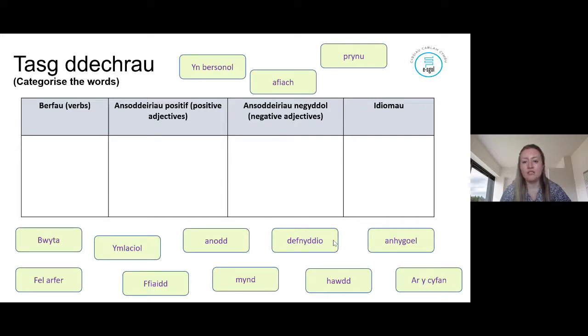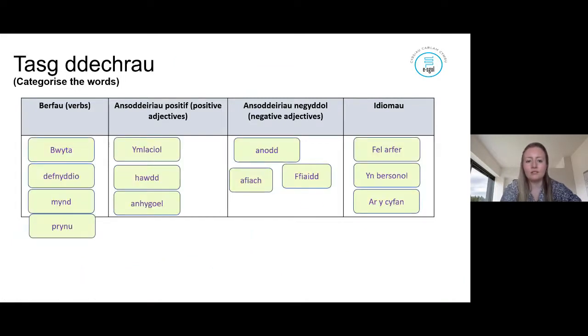which leaves us with the idiomau, the idioms. So let's have a look at the idioms we've got. Bersonol, personally, that would be classed as a sentence starter phrase, an idiom phrase. Fel arfer, usually. And we've also got ar y cyfan, on the whole. So practice saying those. We've got bersonol, fel arfer, and ar y cyfan, on the whole. So they're good to add to your work to make your work a little bit more interesting. Okay, so keep those words in mind now when we're looking at the rest of the tasks to see if you recognise these in the work. Okay, so there we have them.